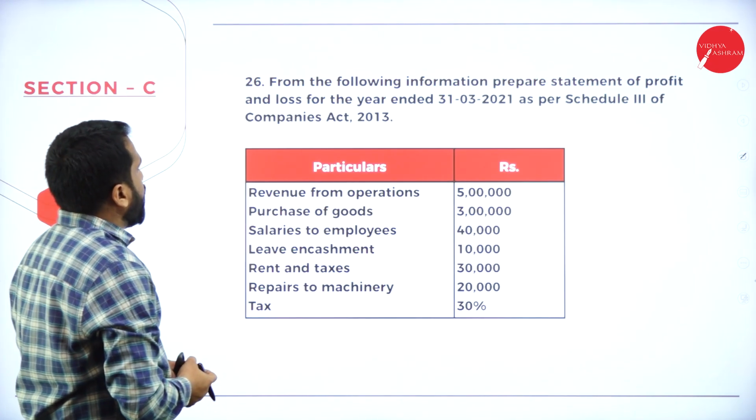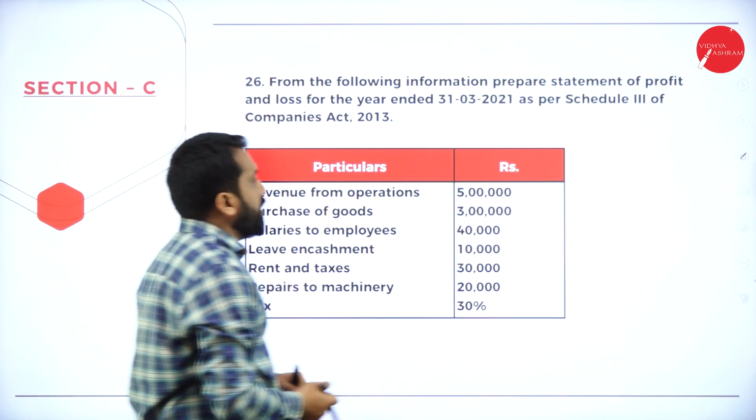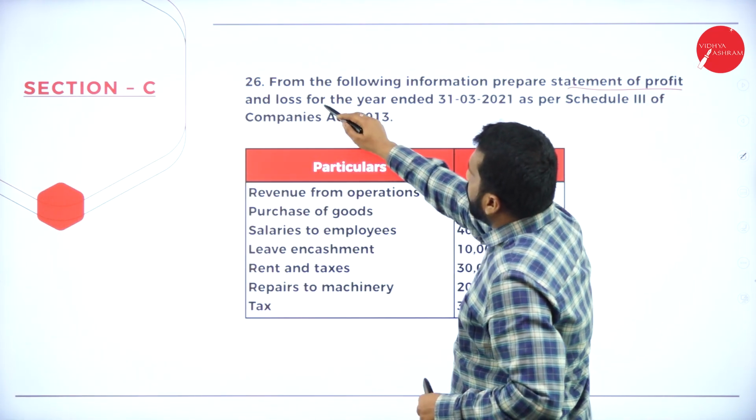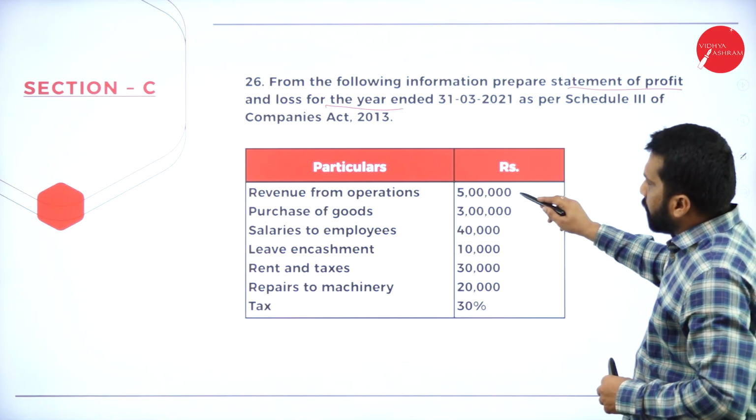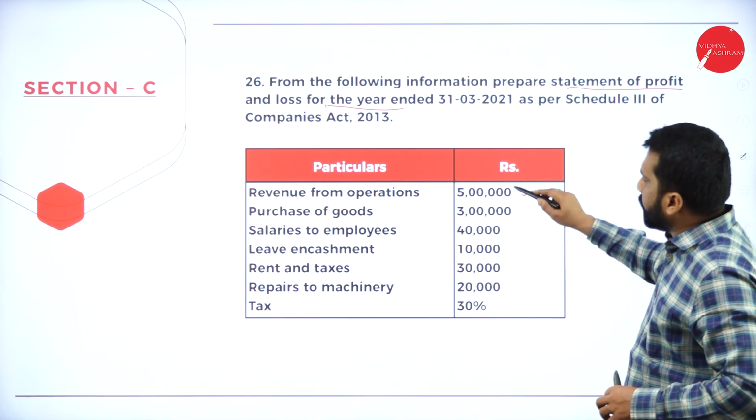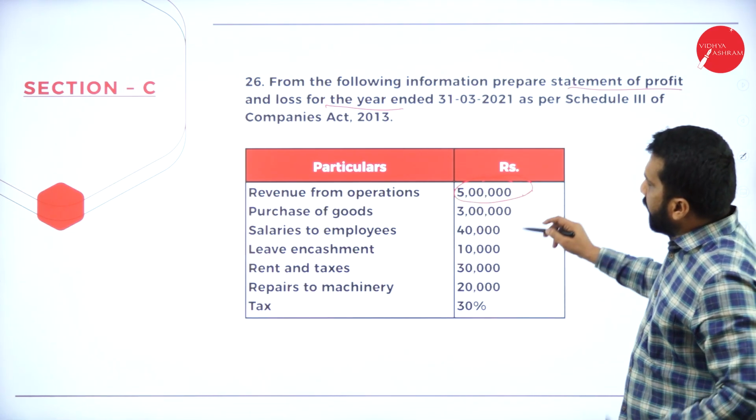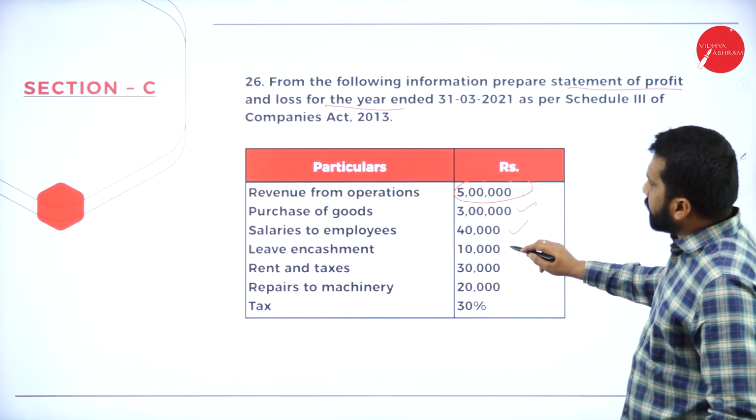And the next one is what? From the following information, prepare statement of profit and loss. This is the easiest one, will not take much time. Revenue from operation, there is no other income. This will be your income. Minus this, minus.